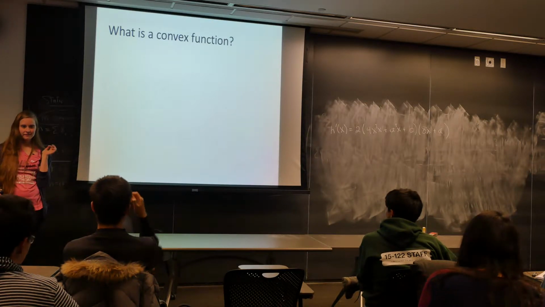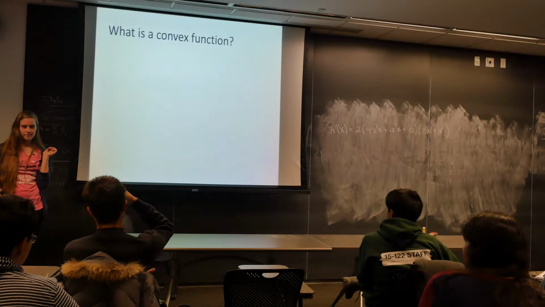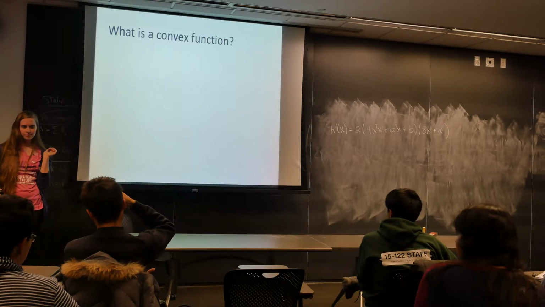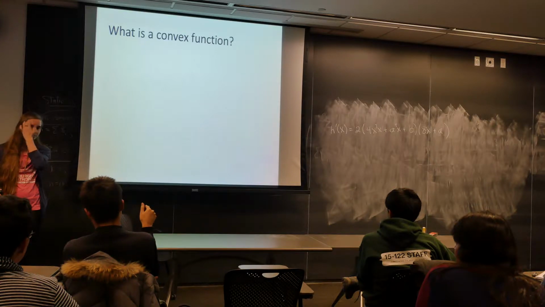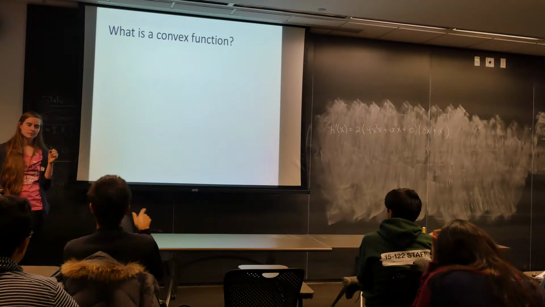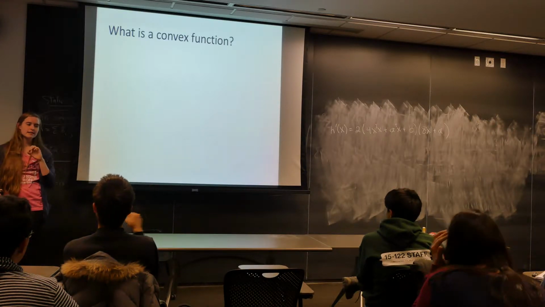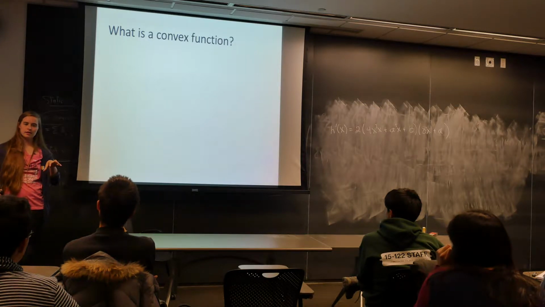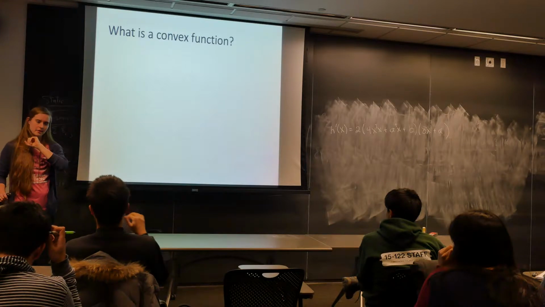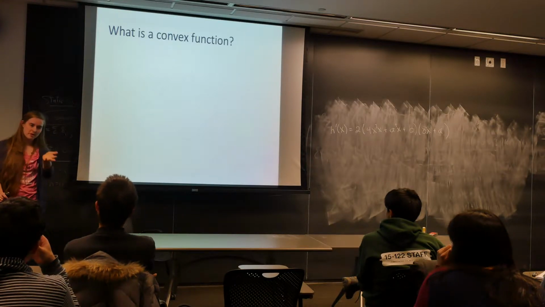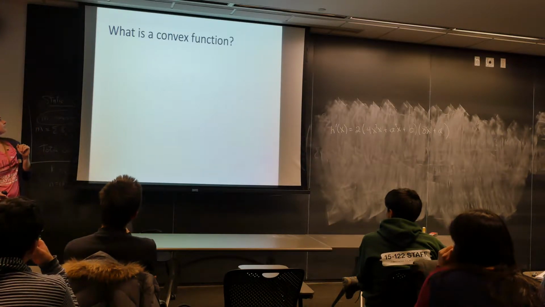Yeah? It's just like for any 2 points on the function, the midpoint of the line containing these 2 points is always higher than the actual value of the function evaluated at that point. Okay, that's kind of it. It's stronger than just the midpoint, though. It's actually every single point on that line. Is it? For every pair of points. Oh, for every pair of points. Okay, in that case, yeah.